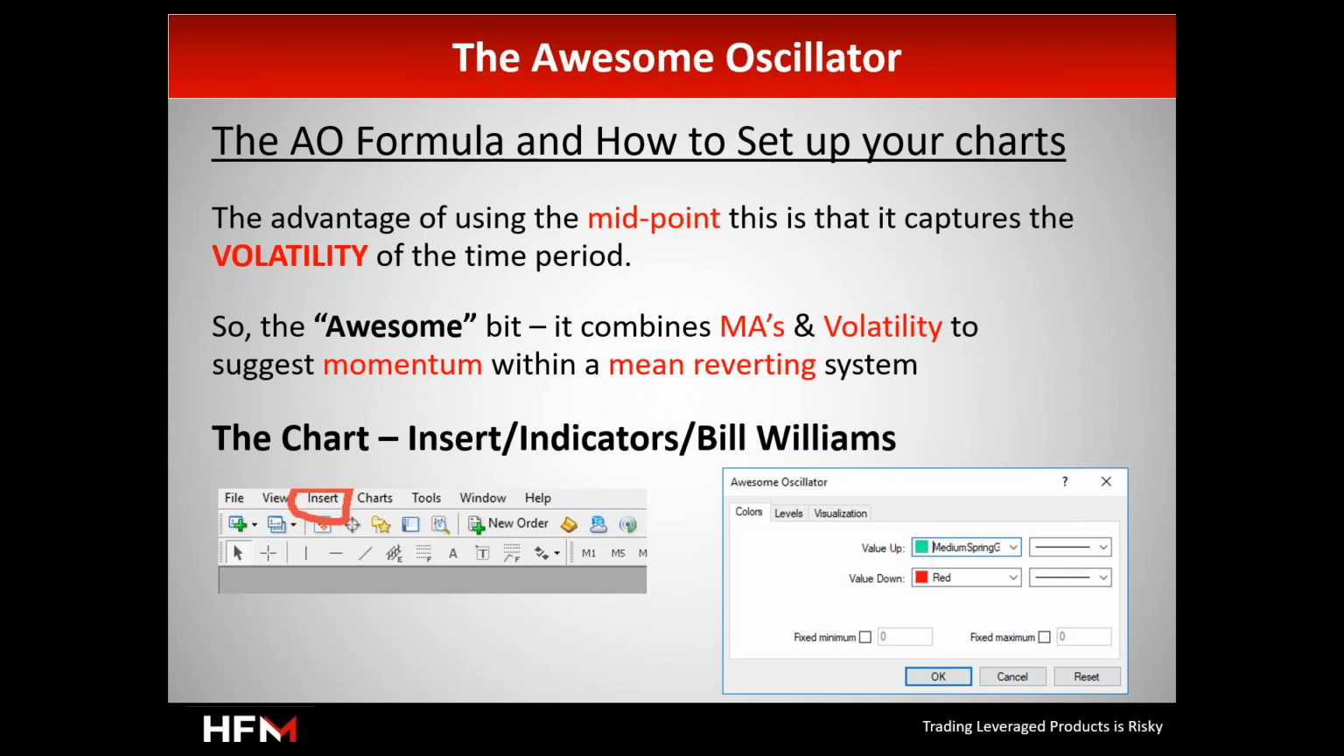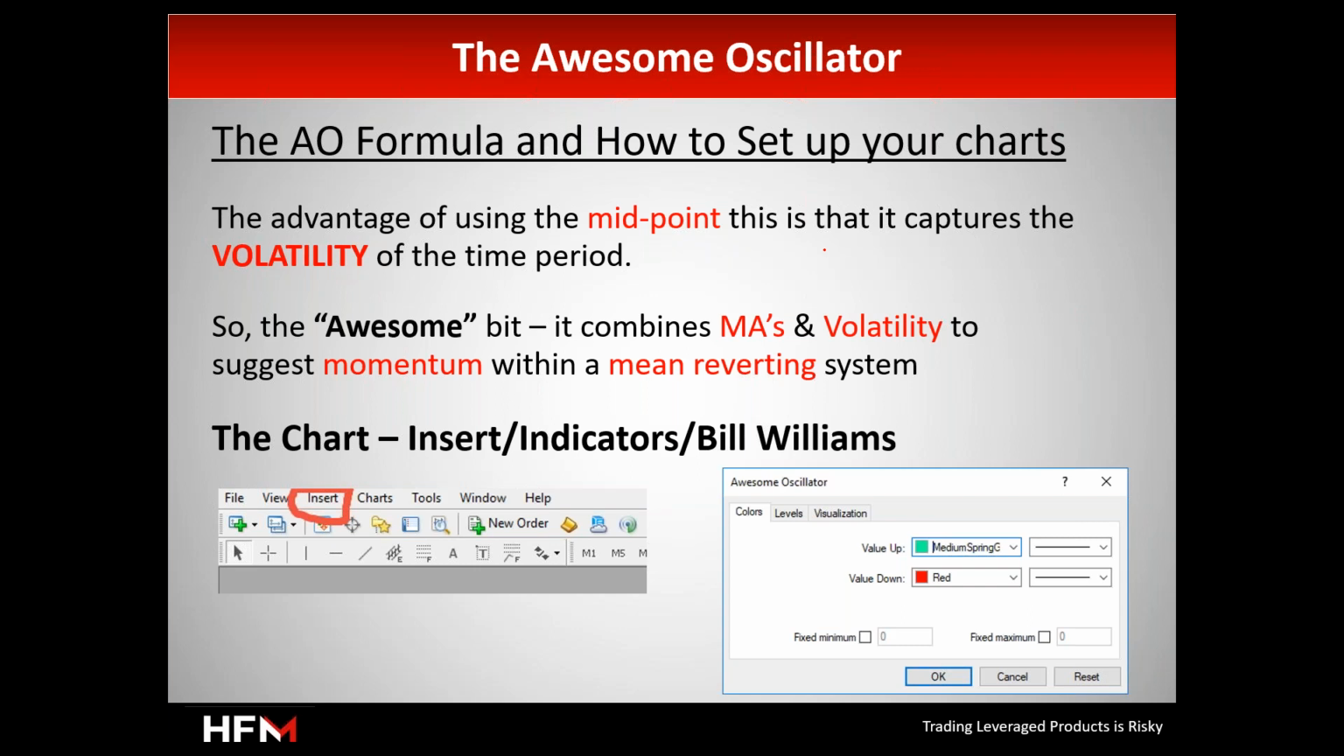Okay, how to set it up, and why it's good, why we are considering as an advantage the fact that the Awesome Oscillator is using the midpoint instead of the closing point of each candle. First of all, it's considered an advantage because it captures the volatility for the time period that we are interested in.